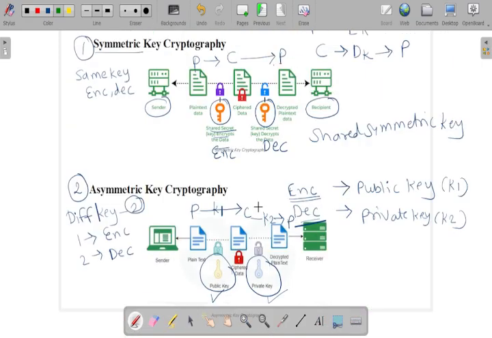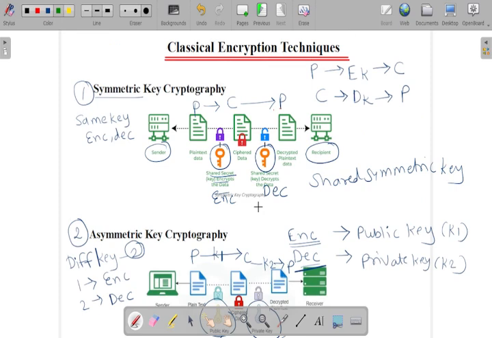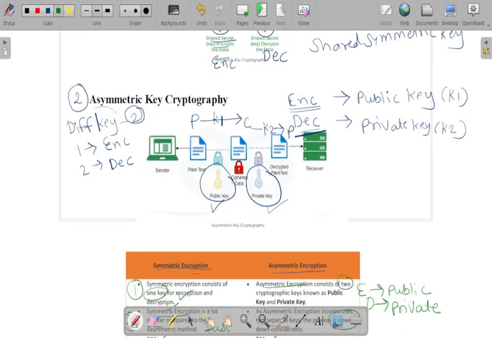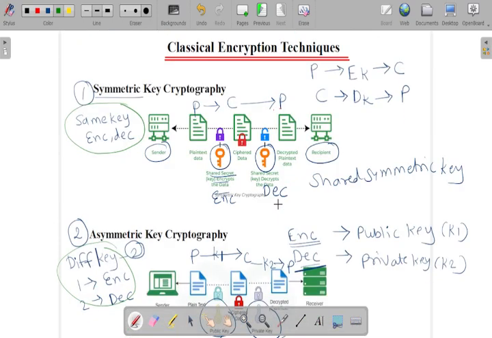So here, what you have to remember is that there are two classical encryption techniques available. The first one is symmetric and the second one is asymmetric. In case of symmetric, we are using the same key for encryption as well as decryption. And in case of asymmetric, we are using different keys for encryption as well as decryption. Whenever we have to use the encryption process, we use the public key. And whenever we have to use the decryption process, at that time we use the private key. So in this video, we have covered the concept of classical encryption techniques.